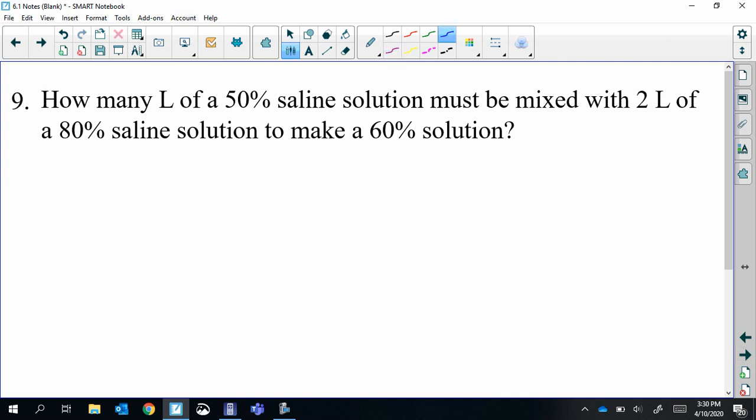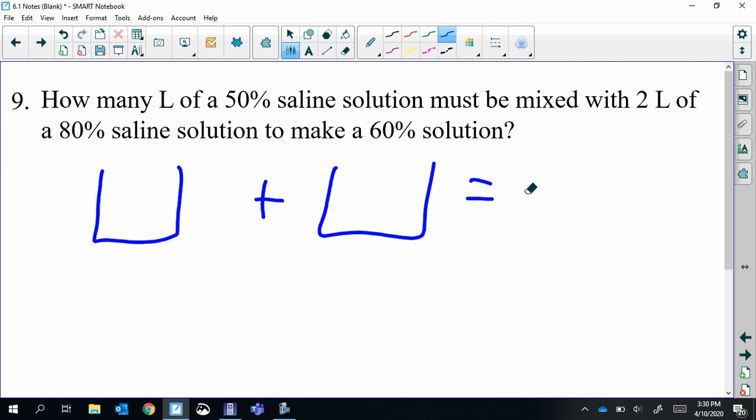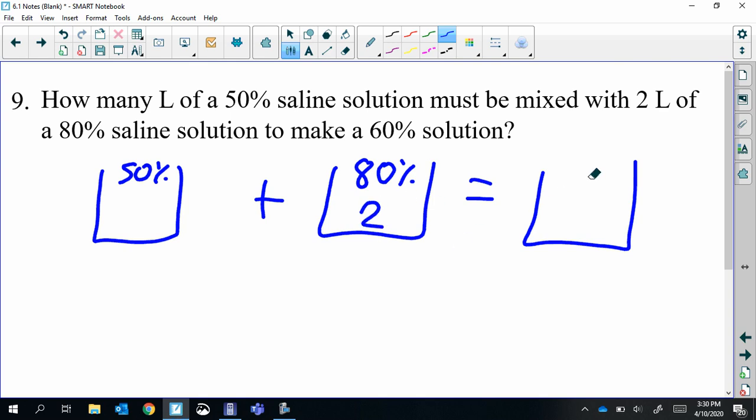Pretty similar problem here. We've got a couple things we're going to mix together. How many liters of 50% saline, which is salt water, must be mixed with 2 liters of 80% to make a 60% solution? Now we don't know how much of either of these. We don't know what we start with or what we end with. So we can take this, make our equations, and solve it out.